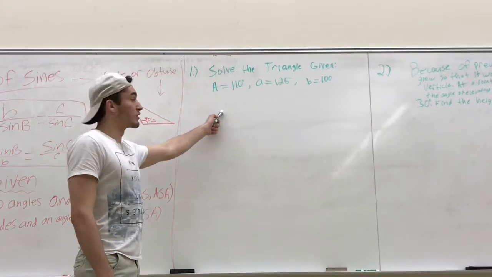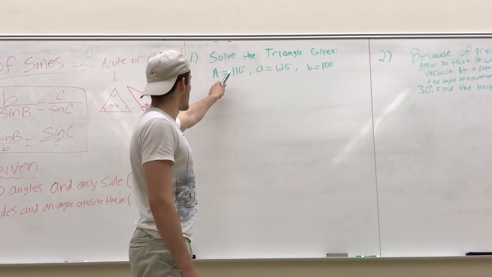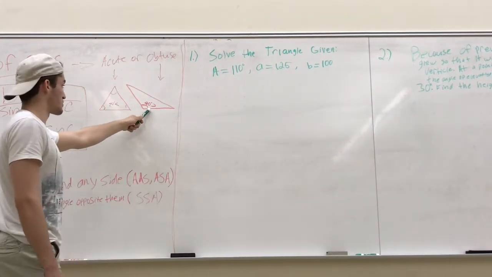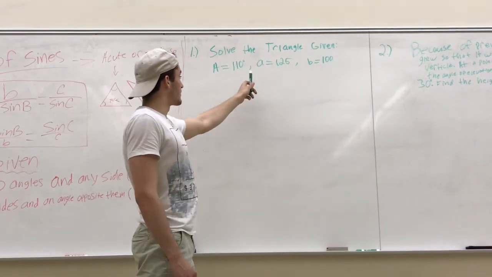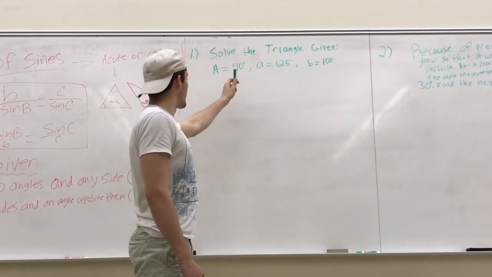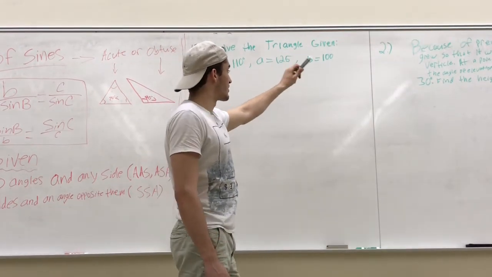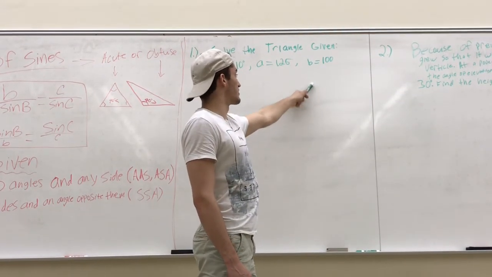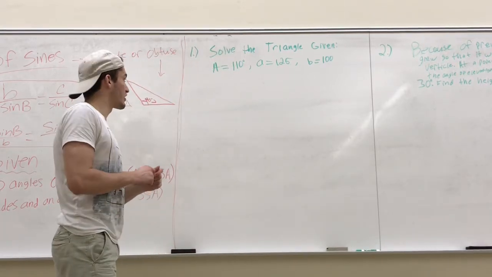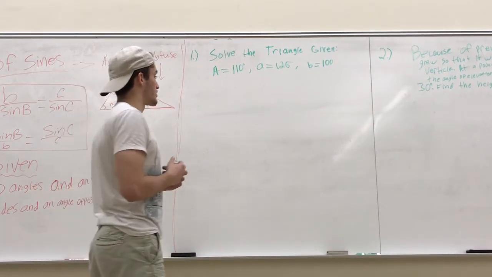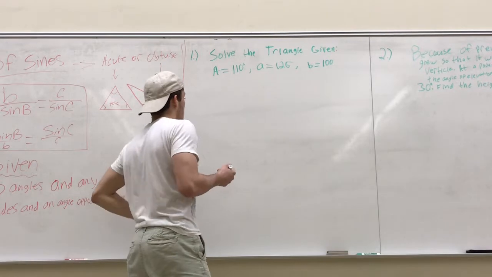An example of this would be to solve the triangle given. Here you're given an angle of 110 degrees, so you know it's going to be an obtuse triangle. You're given the side opposite of the angle, which is a equals 125, and you're also given another side, which is b equals 100. To start off solving any problem, I like to draw it out before starting.